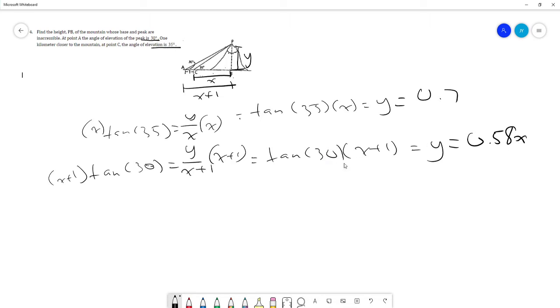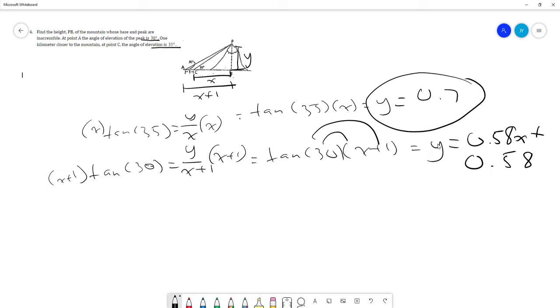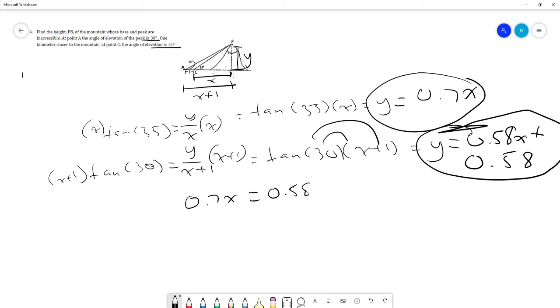x, and we're distributing here. So this goes into there and this goes to that, plus 0.58. Okay, now we have these two equations. We can easily apply substitution here to get rid of the y. So let's do that. So this is x, guys, I forgot to put that. 0.7x is equal to 0.58x plus 0.58. And we successfully used substitution and removed the y variable.